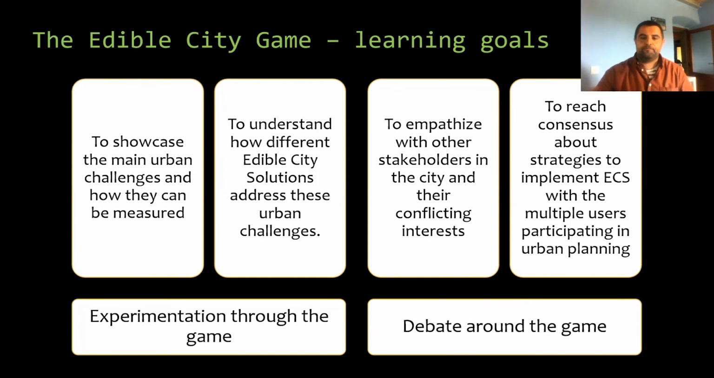And so we want them to empathize with other stakeholders that have different interests in their cities. For instance, the tourism sector has one interest, a cooperative of consumers can have another, different interest, and we want them to debate, empathize with each other, and finally reach consensus about the strategies in their city to implement Edible City solutions.